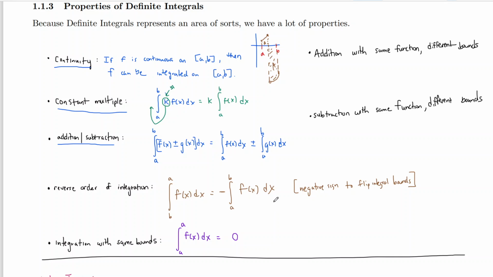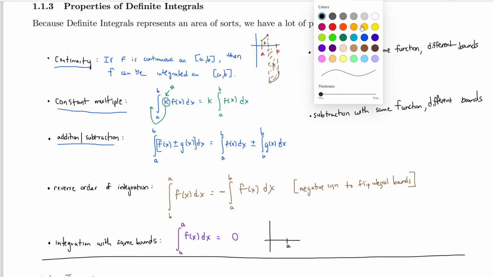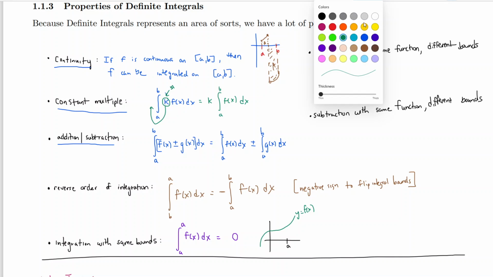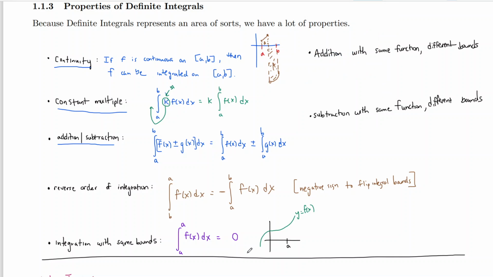And the reason is because when you're integrating from one number to itself, we can just use a here. It doesn't matter what the function looks like, so let's just say this is y equals f of x. What we're trying to do is find the area of the thing that's starting at x equals a, but also ending at x equals a. And really what we're doing is trying to find the area of something, but its width or the length of the base is 0.